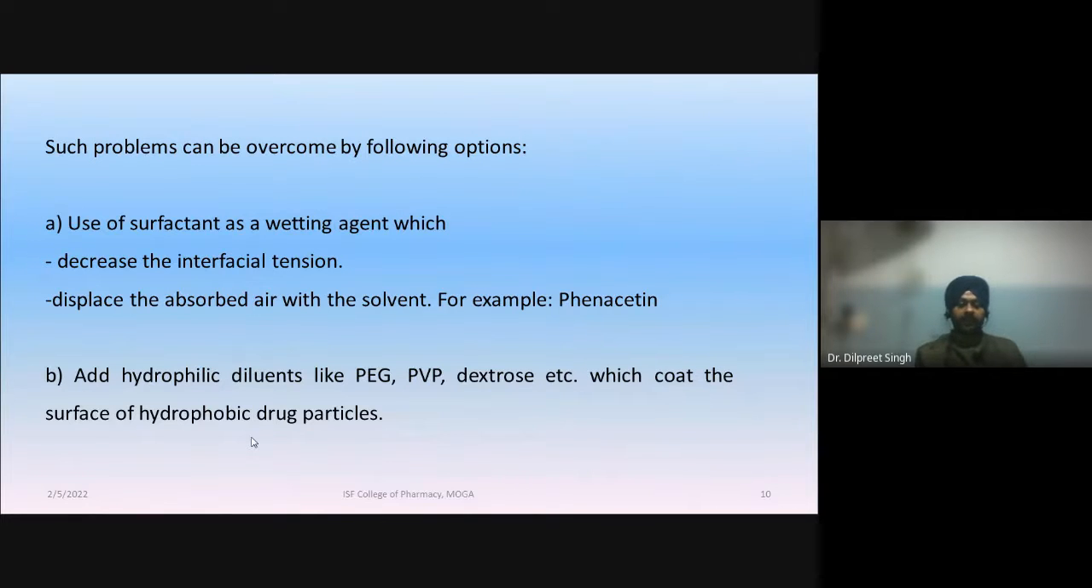The second solution is the addition of hydrophilic diluents such as PEG, PVP, and dextrose, which coat the surface of the hydrophobic drug particles, which leads to the promotion of drug absorption.